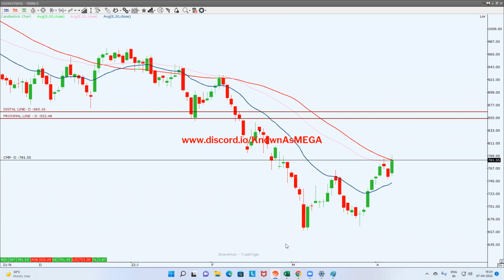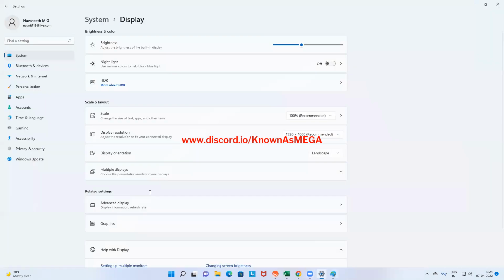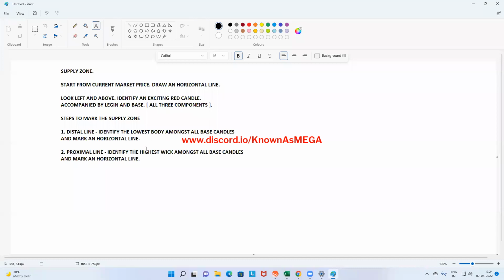So before that, could you please take a screenshot of this? Garbage, Aditya. When I say garbage, it means a lot of base candles, a lot of consolidation. That's what I mean by garbage. I mean candles which are not going to give you a substantial amount of understanding.